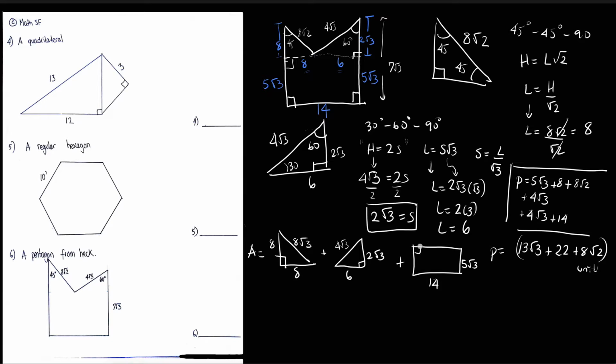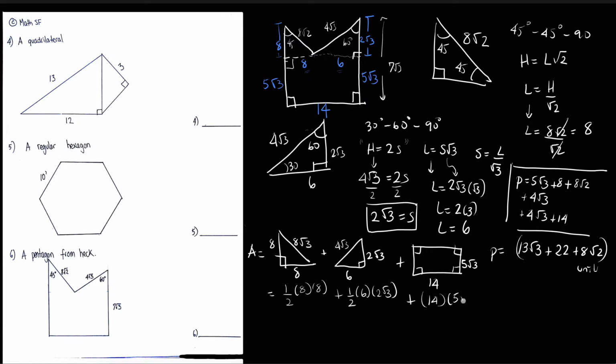This is a rectangle, okay? So I'm going to put 90 degrees here, so you know this is a rectangle. So the area of the first triangle here is 1/2 the product of the legs. So I'm going to do 1 over 2, 8 times 8, plus 1/2, 6 times 2 root 3, plus the product base times height, which is 14 times 5 root 3.